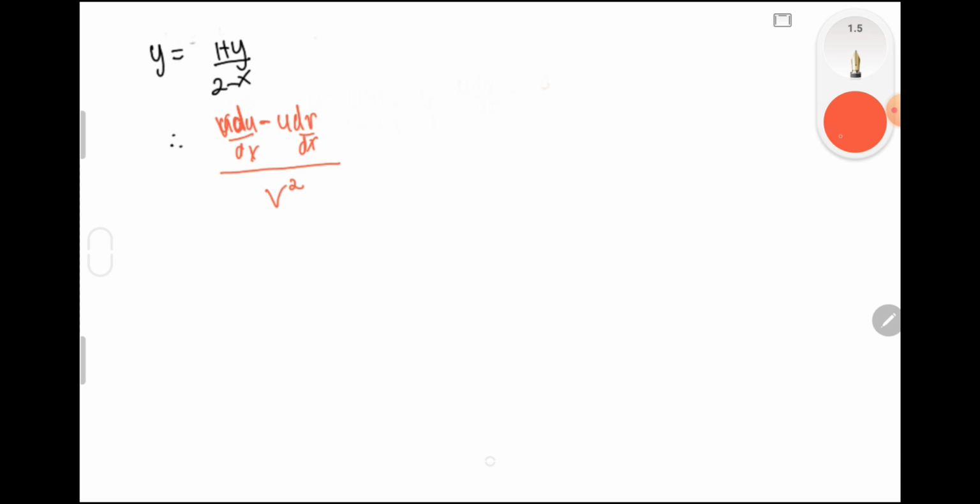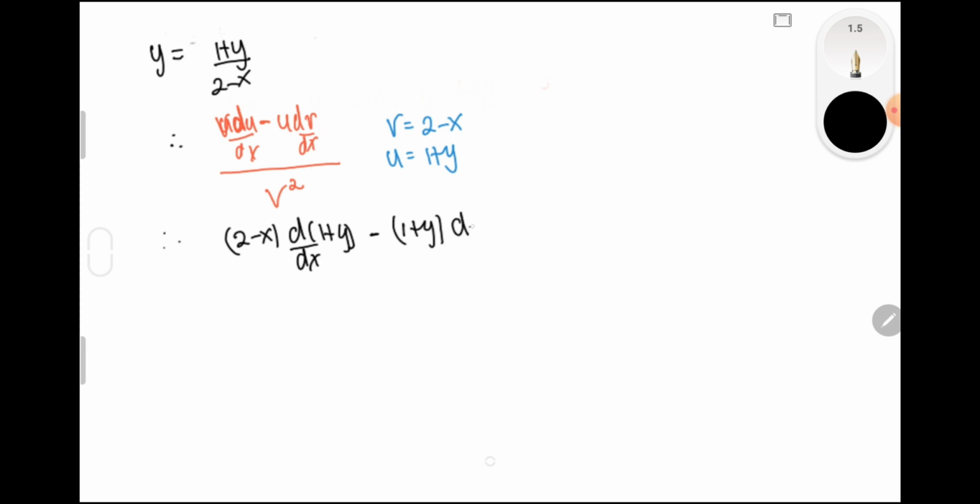Okay, so in this situation, our v will be equal to 2 minus x and our u will be equal to 1 plus y. So therefore, we will have our v, which is 2 minus x, multiplied by the derivative of u, which is 1 plus y, with respect to x, minus u, which is 1 plus y, multiplied by the derivative of v, which is 2 minus x, with respect to x, divided by v squared, which is 2 minus x squared. So this is equal to our dy over dx.